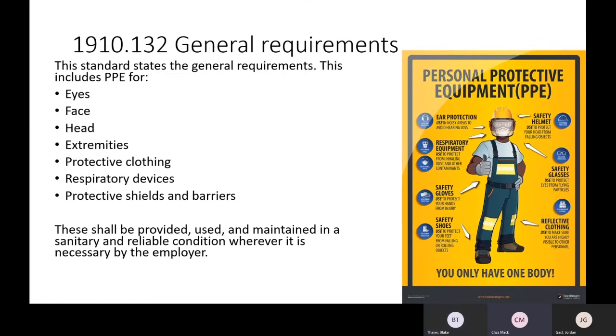OSHA Standard 1910.132. This standard states the general requirements for personal protective equipment. This includes PPE for eyes, face, head, extremities, protective clothing, respiratory devices, protective shields, and barriers. These shall be provided, used, and maintained in a sanitary and reliable condition wherever it is necessary by the employer.